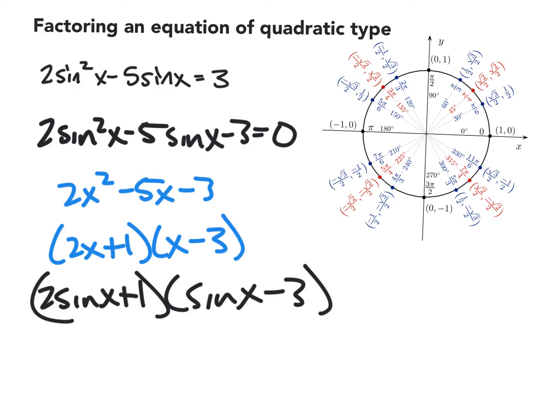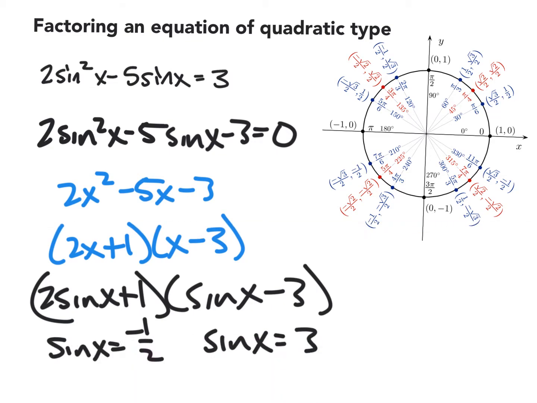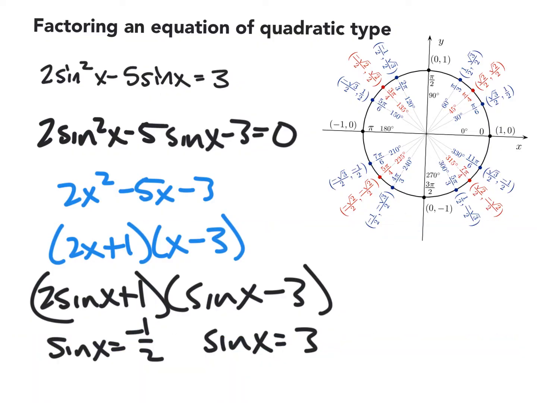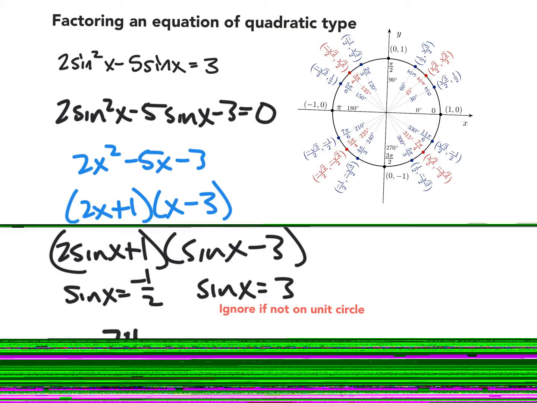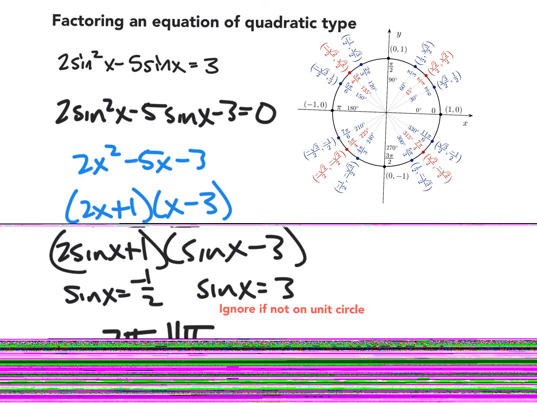This gives us the sine of x is equal to negative 1/2, and the sine of x is equal to 3. And for now, you might say, hey, there's no y values of 3 on the unit circle. We'll ignore that one for now, okay? And we'll just pay attention to sine of x equals negative 1/2. That's going to happen at 7 pi over 6 and 11 pi over 6, since the y values there are negative 1/2.